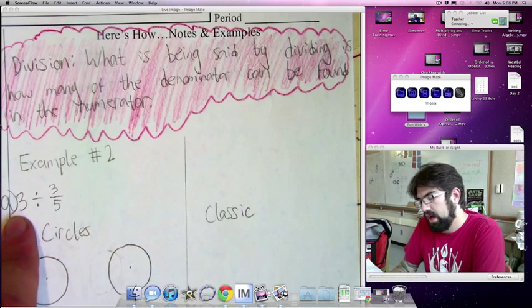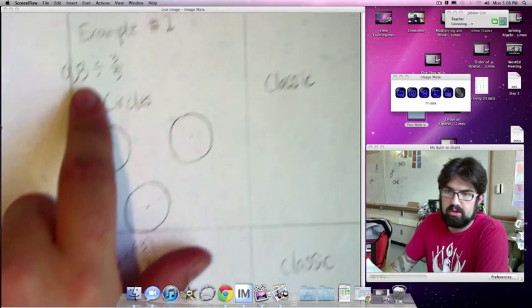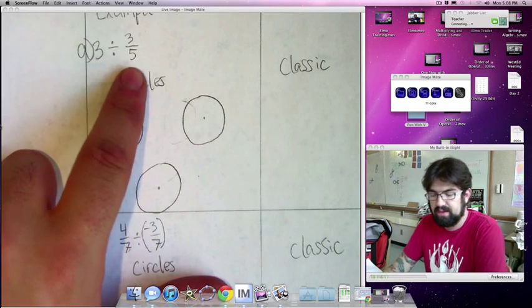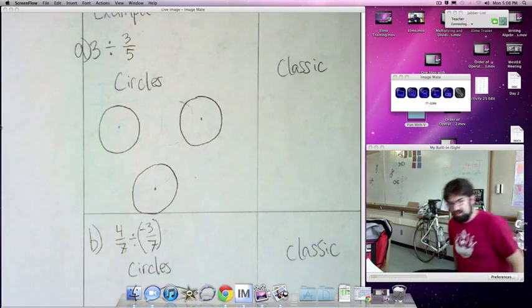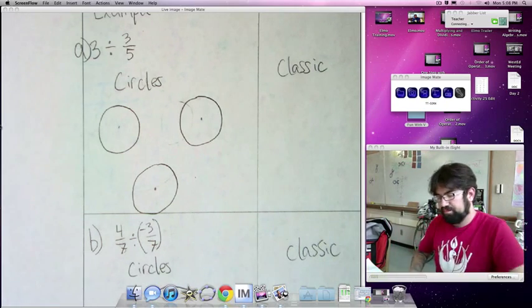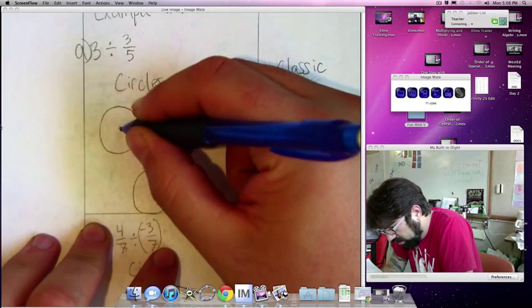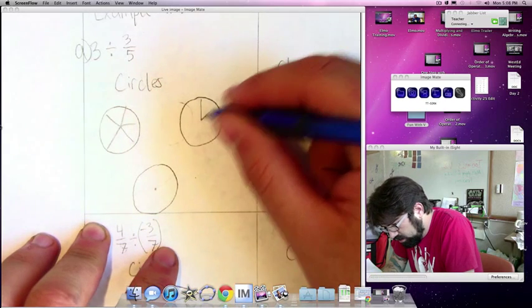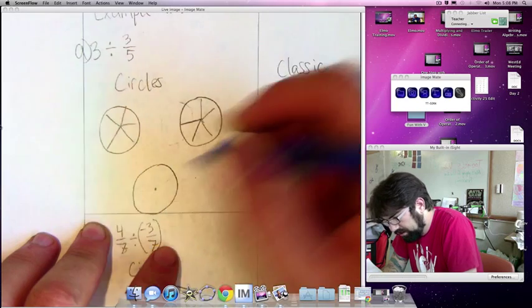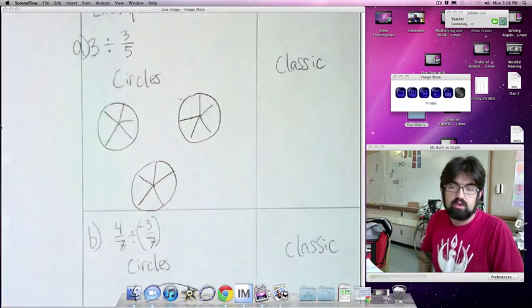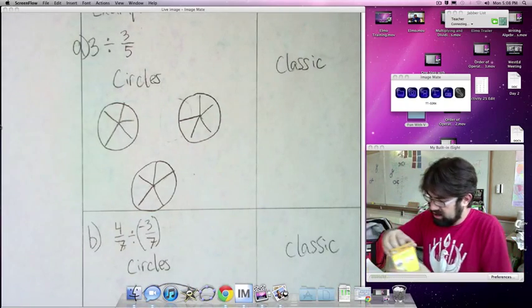So here's what I'm going to do. I'm going to split all these wholes, and I've drawn circles. I'm going to split all these circles into fifths. I'm going to see how many 3/5 I can find within all of those things. Okay, so first off, I'm just going to break them into fifths. 1, 2, 3, 4, 5. 1, 2, 3, 4, 5. 1, 2, 3, 4, 5. Okay, so I got my circles broken into fifths.